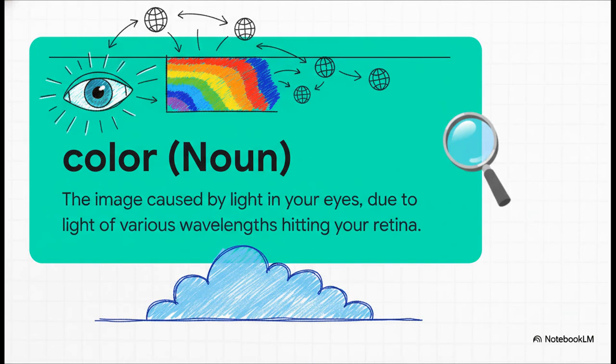So first up, as a noun, a thing. It's the image caused by light in your eyes. Think about it. My favorite color is blue. What's the color of that car? It's a quality, a thing we can point to and name.